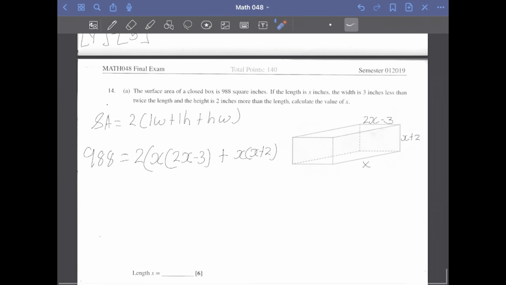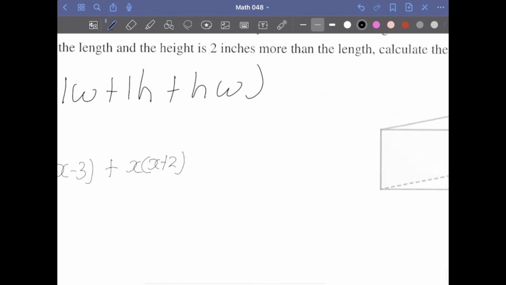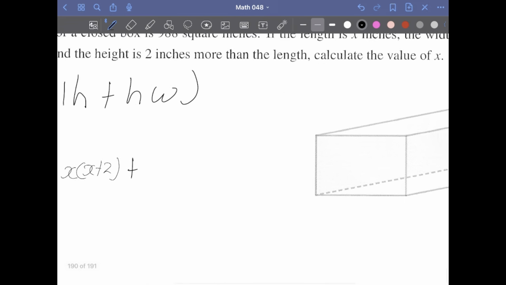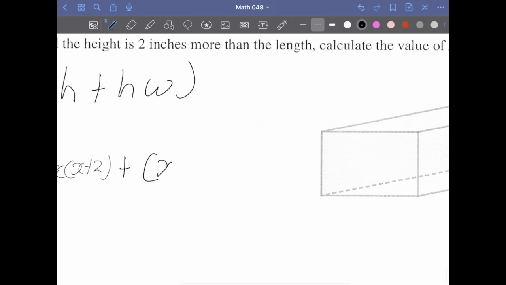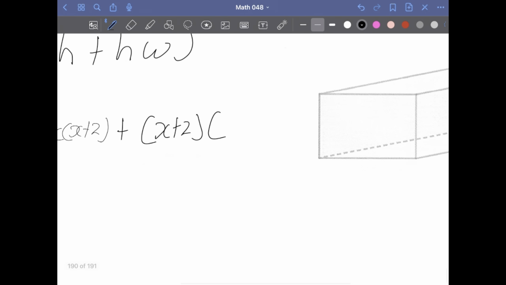Remember, all I'm doing is substituting. We found the length, which is x. We found the width too, and we found the height too. So all I'm doing is substituting them in. Plus the height times the width. The height is x plus 2, and then the width is 2x minus 3.